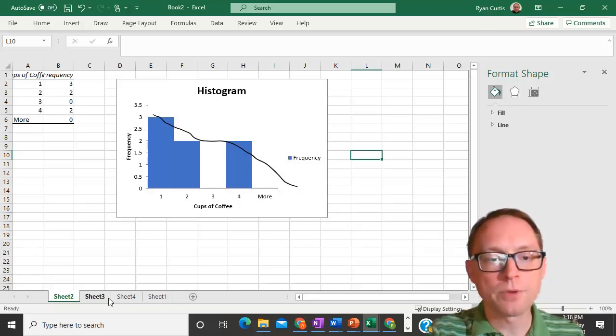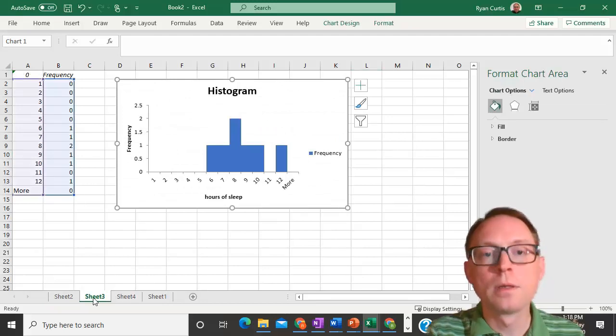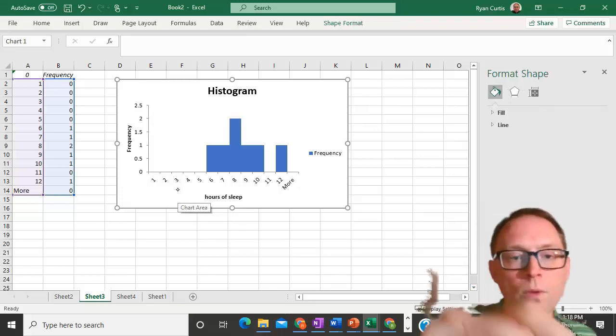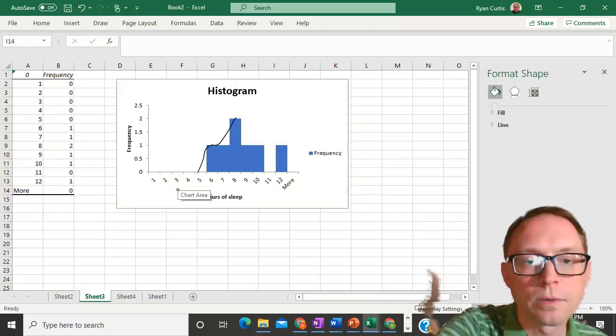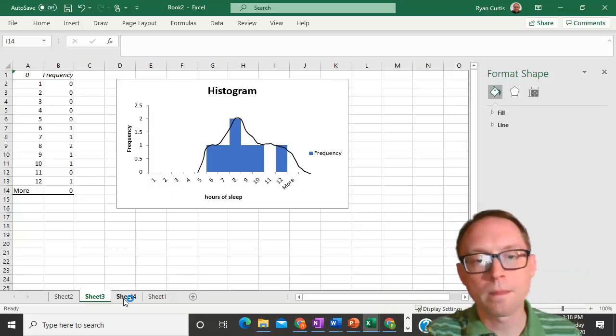Let's go ahead and look at the histogram for hours of sleep. When we make this one, let's start down there, obviously go up and then back down again. Okay, that'd be the curve for hours of sleep.